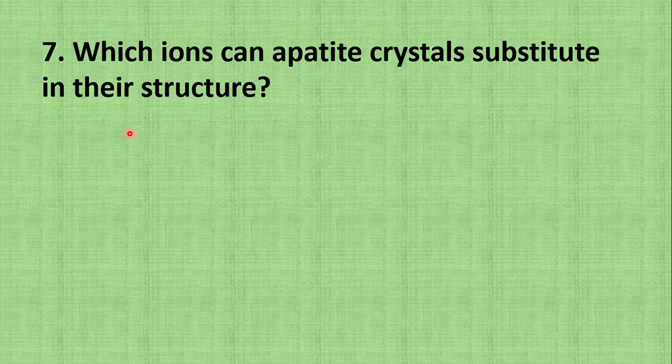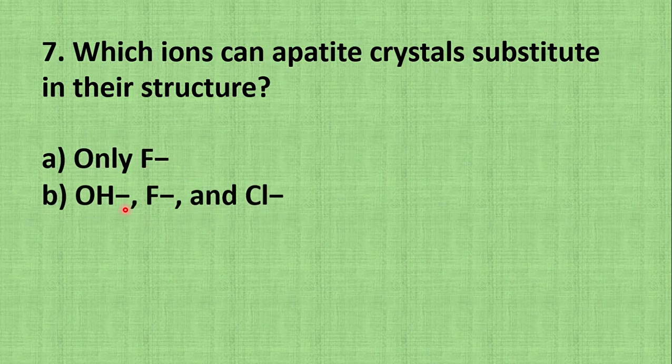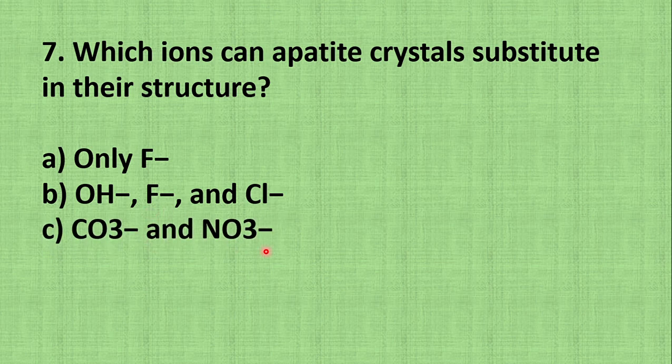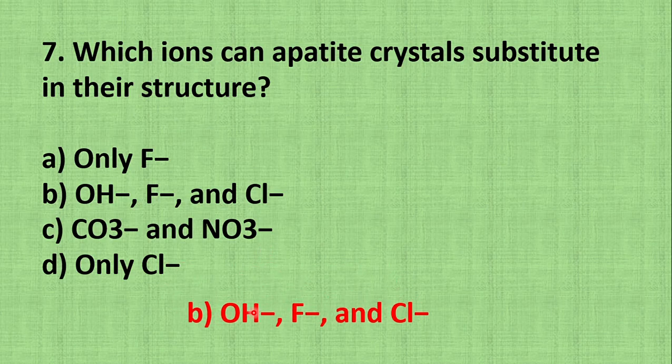Next, which ions can the apatite crystal substitute in the structure? Only fluoride, only hydroxide, or fluoride and chloride, carbonate and nitrate, and only chloride. So which one is the correct answer? Correct answer is OH minus, F minus, and Cl minus. Okay.